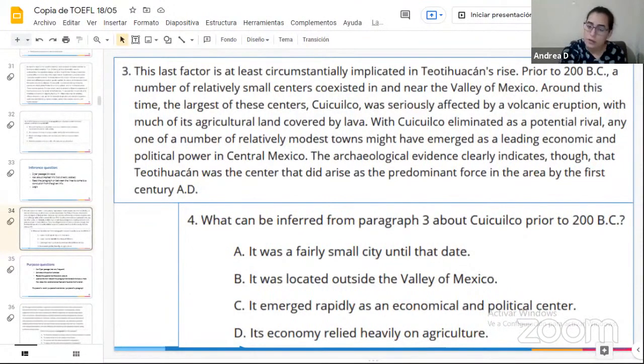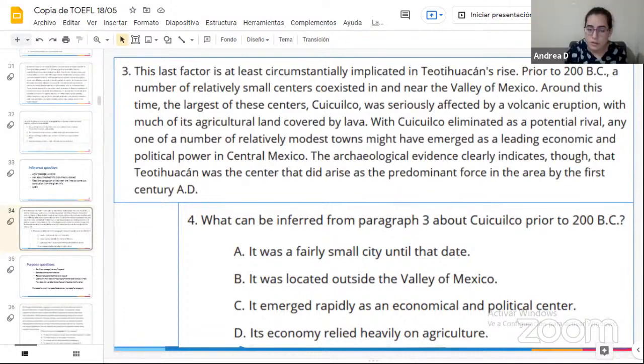Okay, guys. So are you all done? Okay. So can anybody guess what the answer is? Any ideas? I think it's B. It was located in the Valley of Mexico. And can you tell me why? Yeah, because in the second sentence it says a number of relatively small centers coexisted in and near the Valley of Mexico. So it means it's outside, but it's close to the Valley of Mexico.